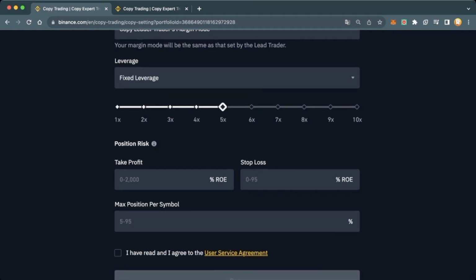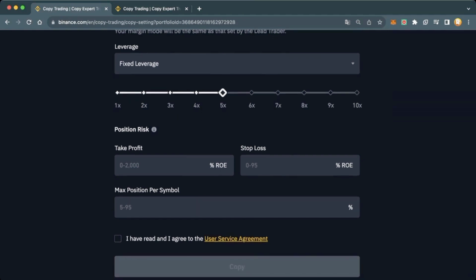So that's where changing this essentially means that your P&L can be very, very different to the trader's P&L. So definitely keep that in mind. Maybe you just want to choose copying the trader's leverage, or you can just choose a very small amount and trade that.